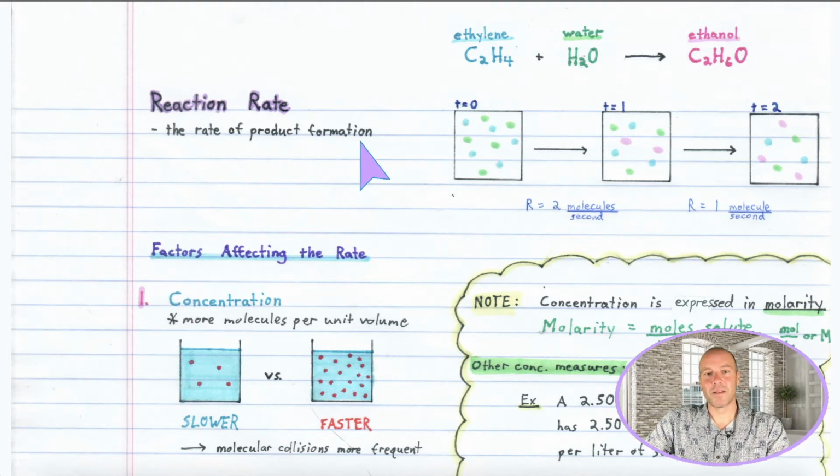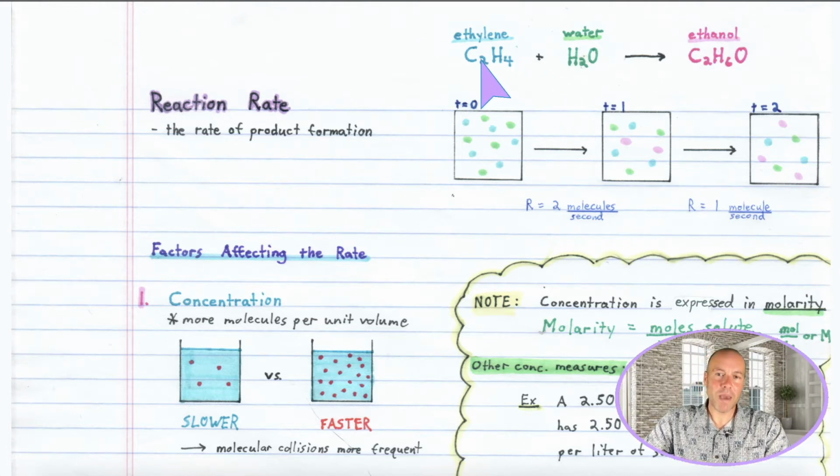Let's see what this means in an example. Here we have ethylene reacting with water to form ethanol. And from the coefficients, 1 and 1, you can see that one molecule of ethylene combines with a molecule of water to form an ethanol molecule. So this is a combination reaction.